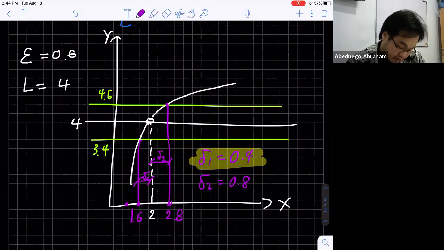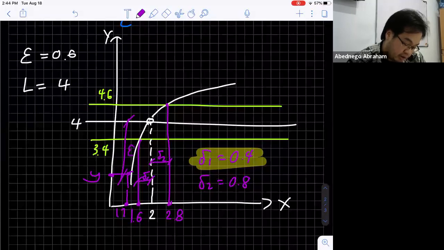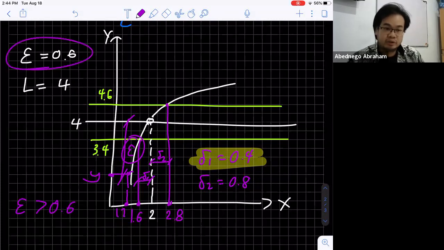Why 0.4? Because if we pick the larger one, 0.8, then actually we will have it here, right? And let's say that it meets here. And this is the value of y. So actually the epsilon is greater than 0.6, right? Which is not allowed because the epsilon is kept within 0.6. That's why we need to keep the smaller one, the 0.4. Yeah. Okay. So that's example 2.